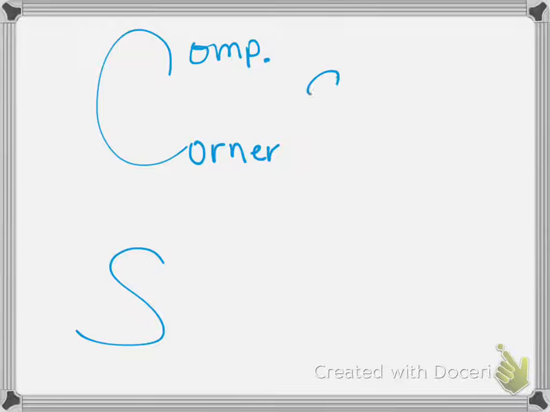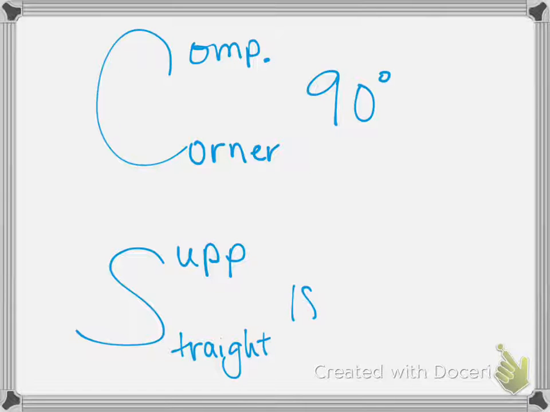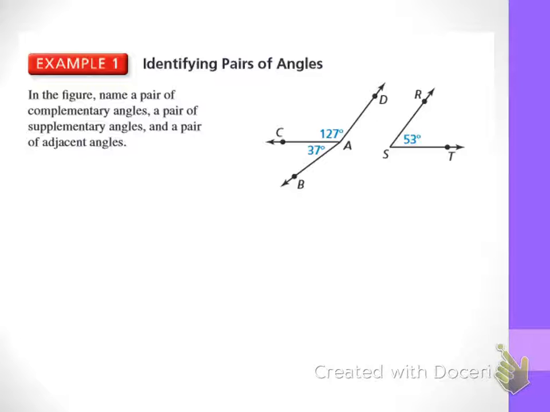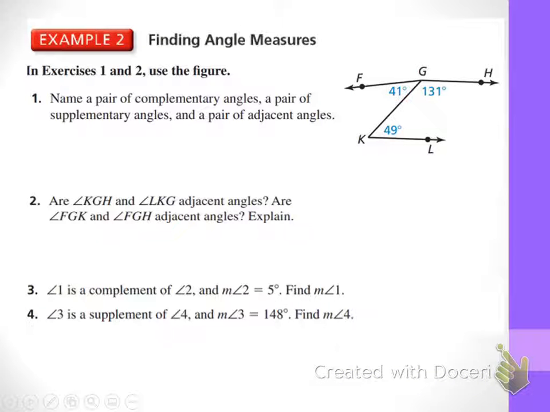A corner, which is 90 degrees. S stands for supplementary, and it looks like a straight line, which is 180 degrees. So complementary, corner, that's 90 degrees. Supplementary, straight, that's 180. So that brings us to the question you did. We're going to do this question together. It's on page 2.